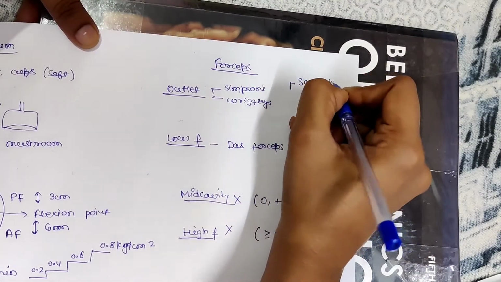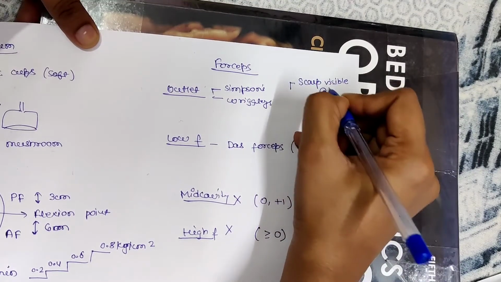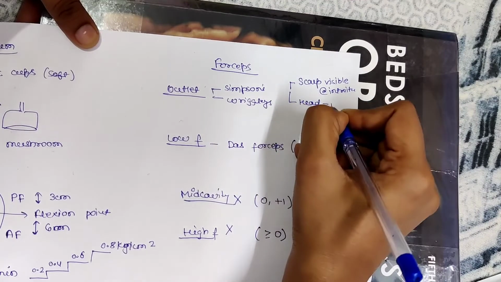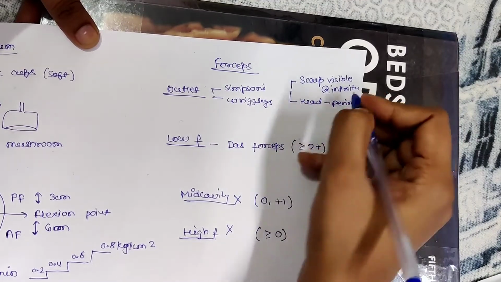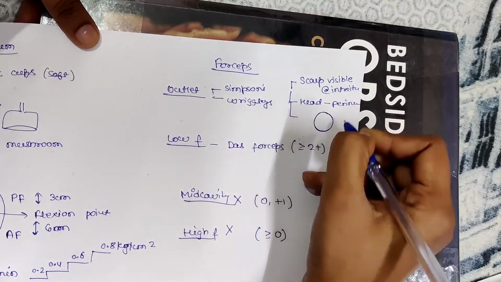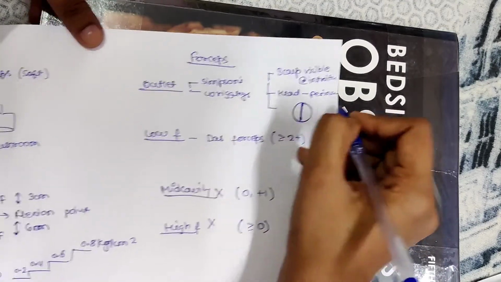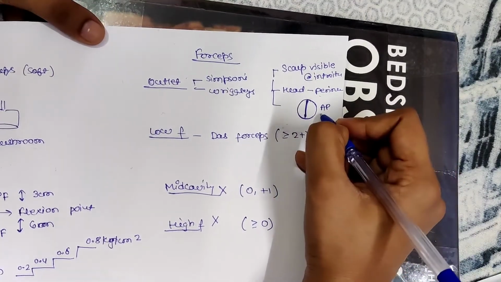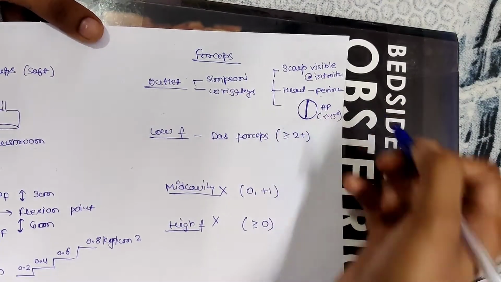visible at introitus, head is at perineum, and sagittal suture lies in anteroposterior diameter with deviation of not more than 45 degree.